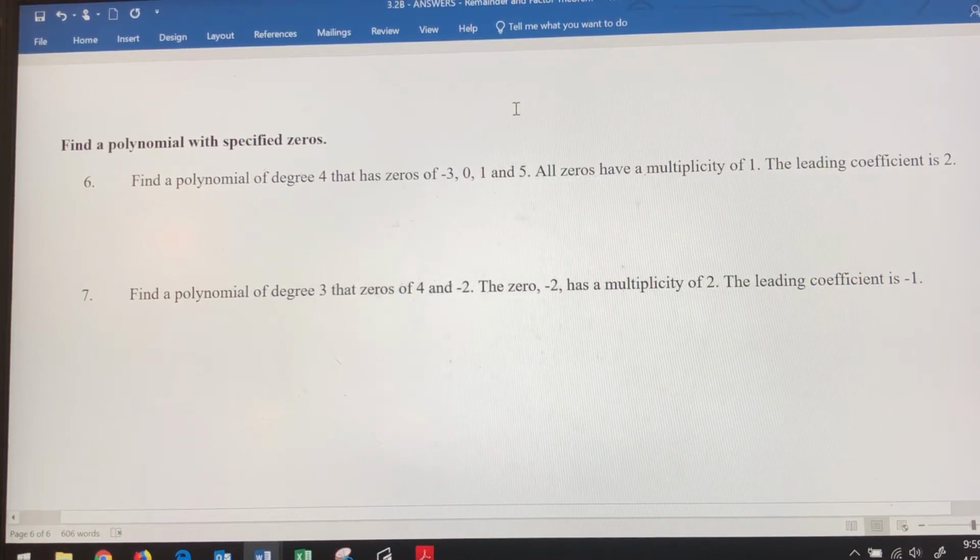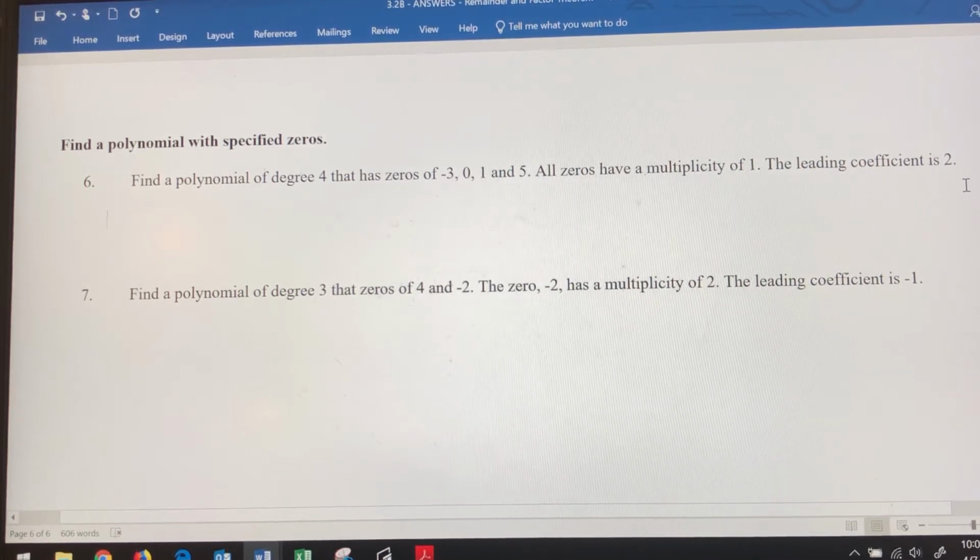This video is going to show you how to write a polynomial function with specified zeros, multiplicities, and leading coefficient. Okay, so let's look at number 6 here. It says find a polynomial of degree 4 that has the following zeros: -3, 0, 1, and 5. All zeros have a multiplicity of 1, and the leading coefficient is 2.